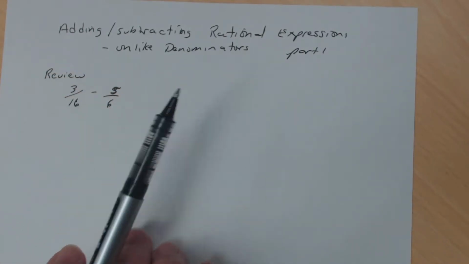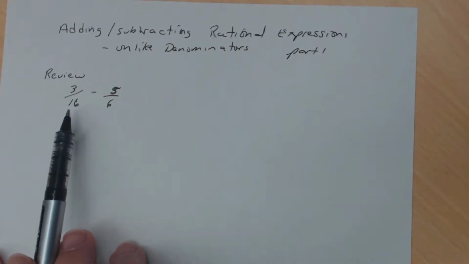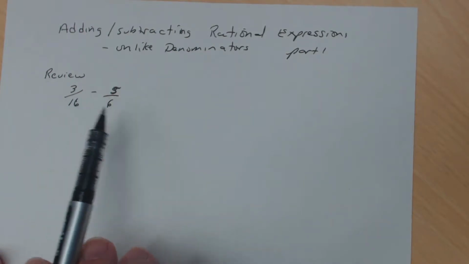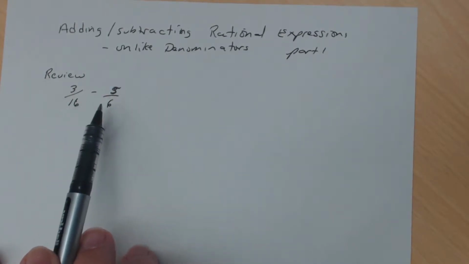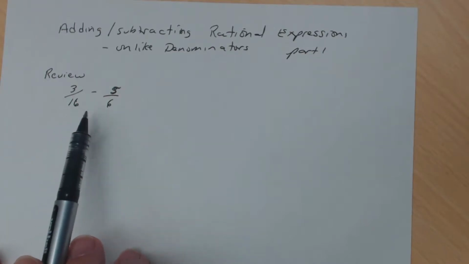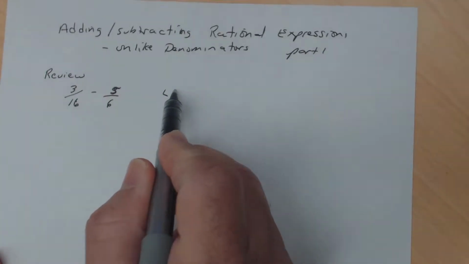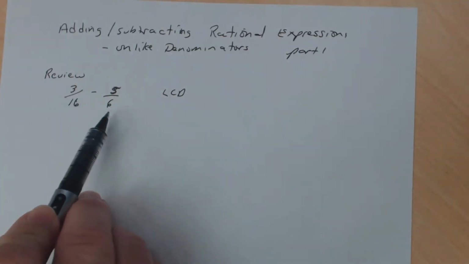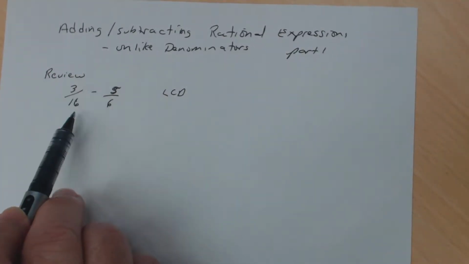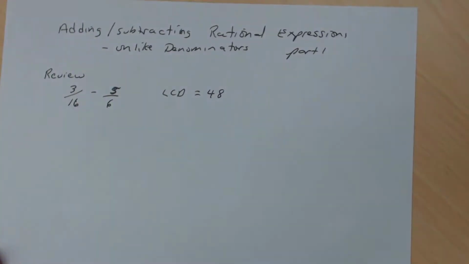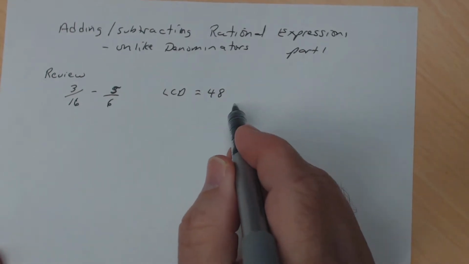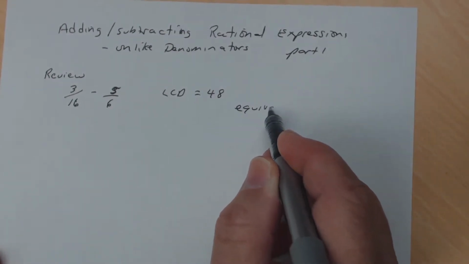Let's suppose we wanted to subtract these two fractions. Notice that these two denominators are different. So these two fractions do not have the same denominator. They don't have the same partitions. Remember, in order to add or subtract fractions, you have to have the same denominator. So you have to find the least common denominator of these two denominators. The least common multiple of 16 and 6 is 48. So you're going to write two fractions with that denominator. This is called writing equivalent fractions.